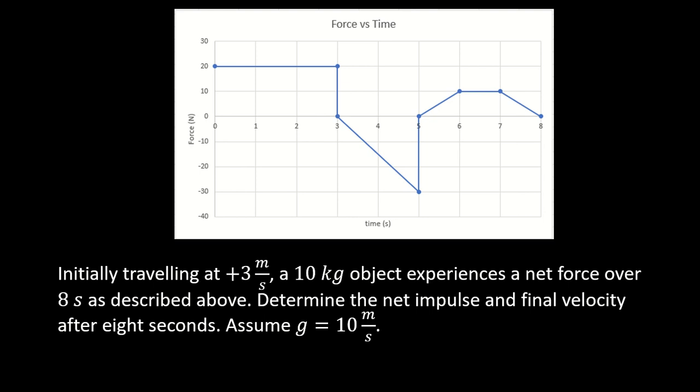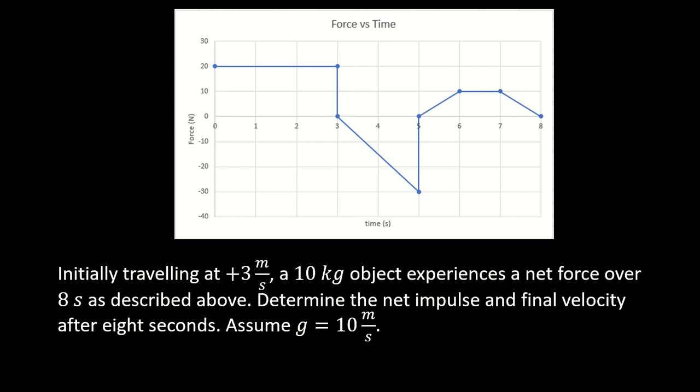Some sample problem: initially traveling at positive 3 meters per second, so that's the initial velocity, a 10 kilogram object experiences a net force over 8 seconds. As described above, that net force can change with time. That is the net force at each particular second. Describe the net impulse and final velocity after 8 seconds. Determine those values and assume, if necessary, that the gravitational constant is 10 meters per second squared.